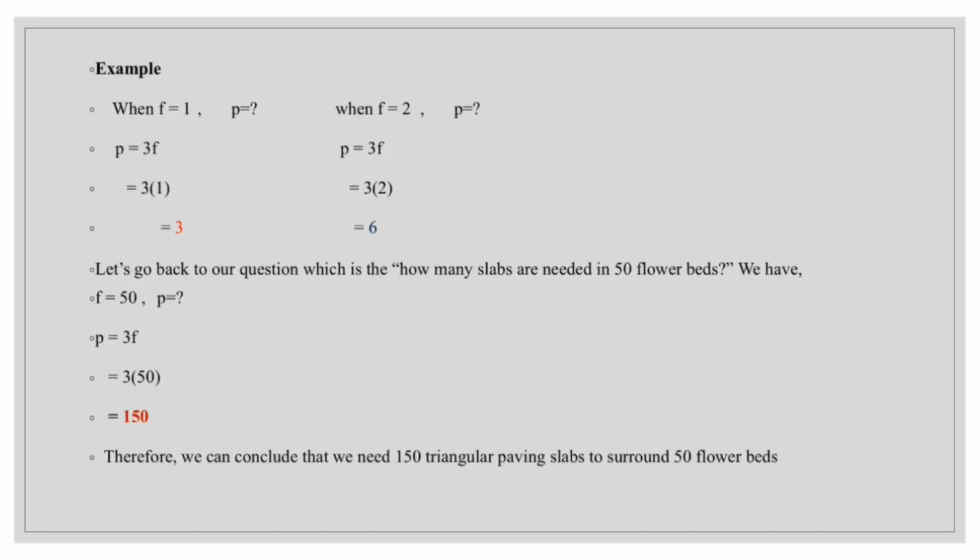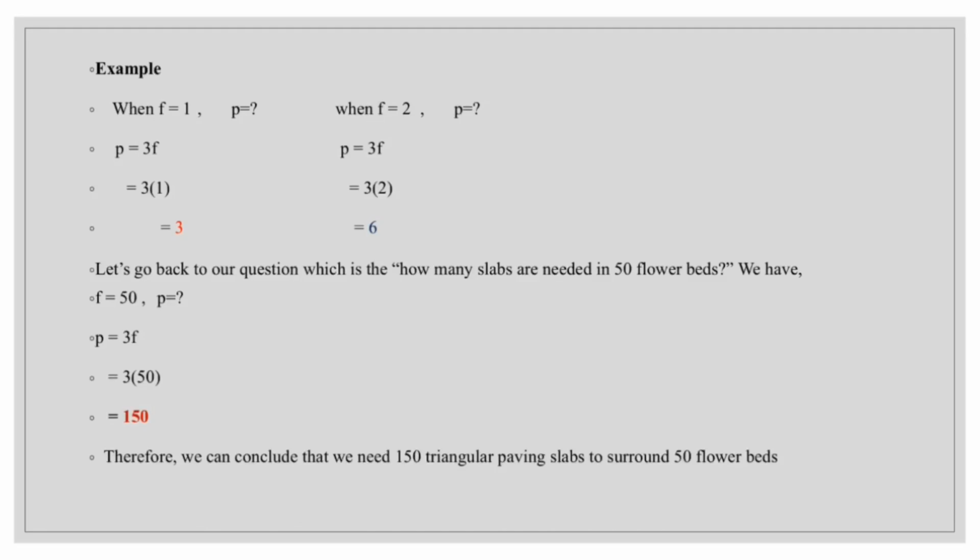Then, when F is 2, ano naman yung P natin? Then, P is equal to 3F. So, substitute 3 times 2 is equal to 6. So, sa dalawang flower beds, meron 6 na paving slabs.